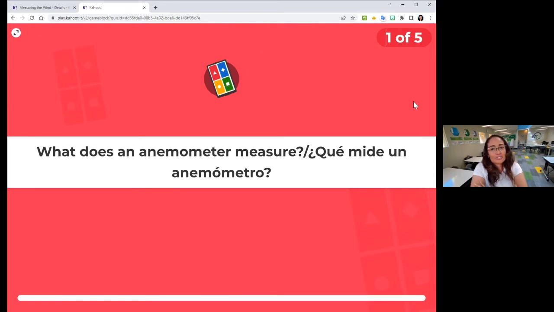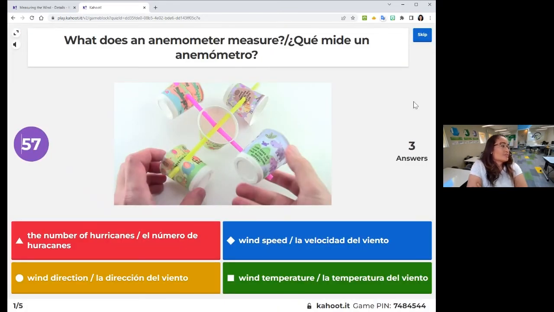What does an anemometer measure? Red triangle: does it measure the number of hurricanes? Yellow circle: does it measure wind direction? Does an anemometer measure wind speed? Blue diamond: or does an anemometer measure wind temperature? We kind of talked a little bit about all of those, maybe not the temperature. So again, what does an anemometer measure? The number of hurricanes, the wind direction, the wind speed, or wind temperature, green square.